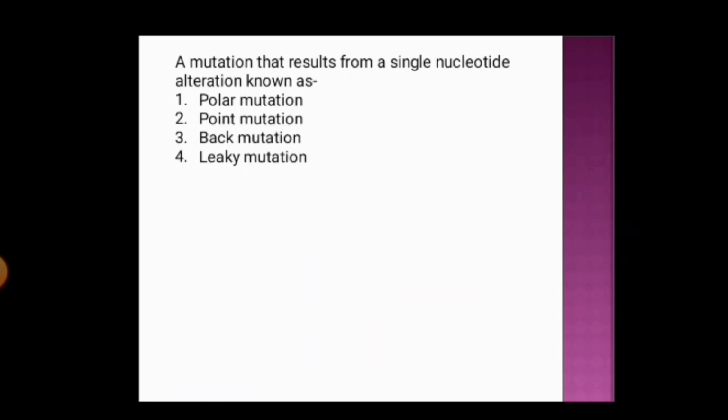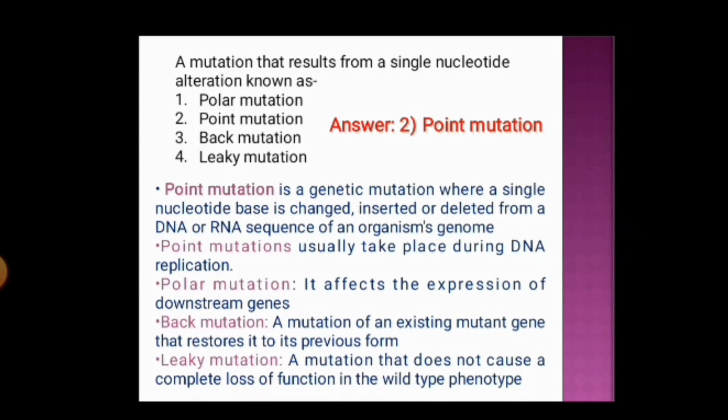Next question. A mutation that results from a single nucleotide alteration is known as option 1 polar mutation, option 2 point mutation, option 3 back mutation, option 4 leaky mutation, and the correct answer is option 2, point mutation. A point mutation is a genetic mutation where a single nucleotide base is changed, inserted or deleted from a DNA or RNA sequence of an organism's genome.